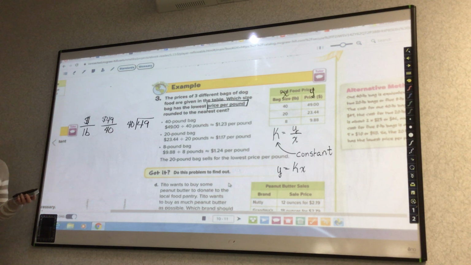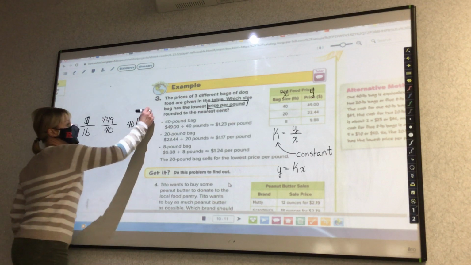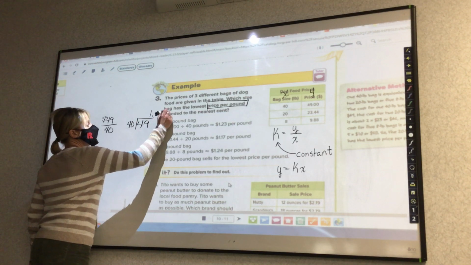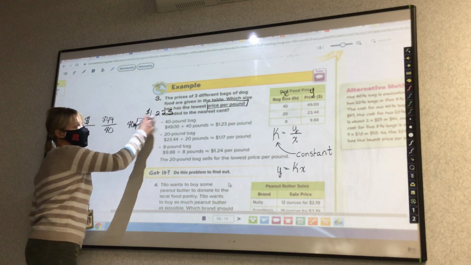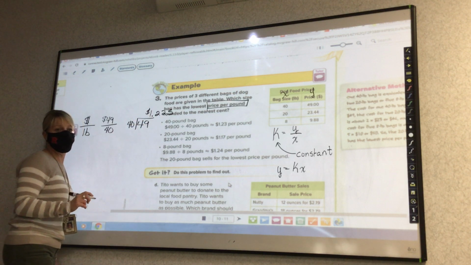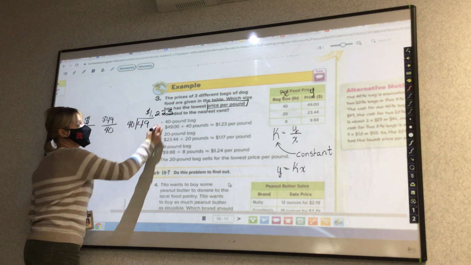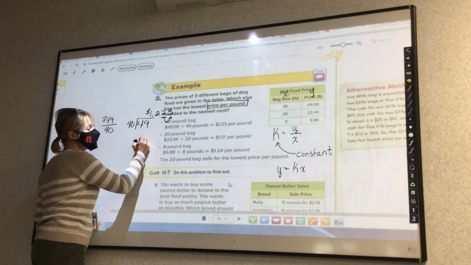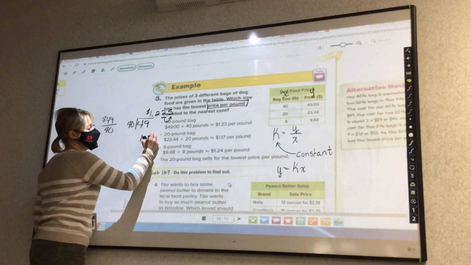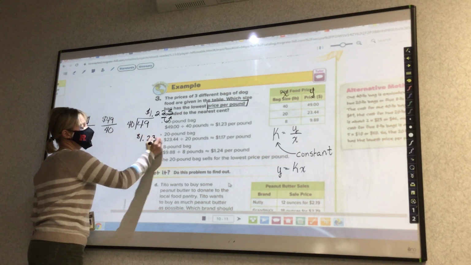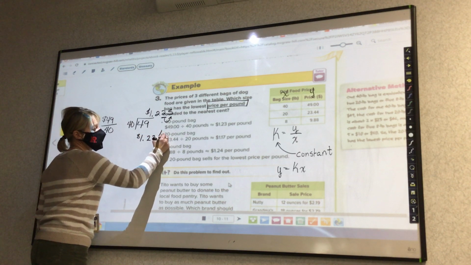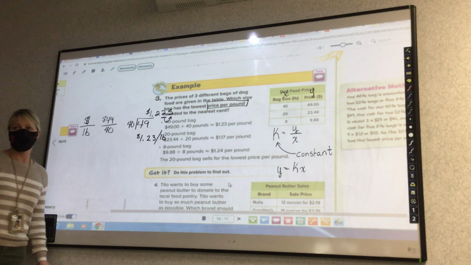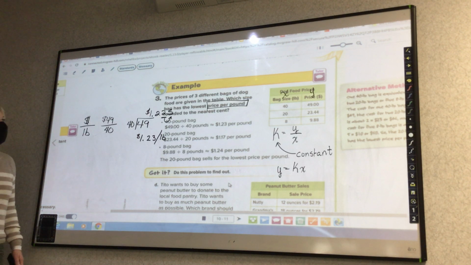Okay. 1.225. So we can't have 1.225 as an amount, so we're going to underline the 2, arrow to the right. So it's $1.23 per pound. That would be the 40-pound bag.